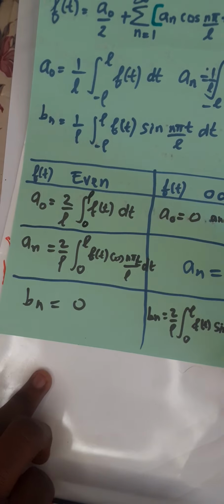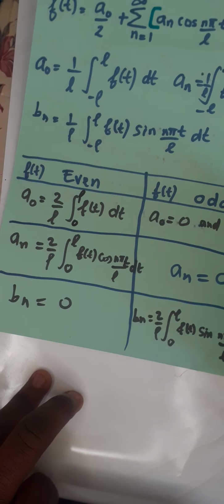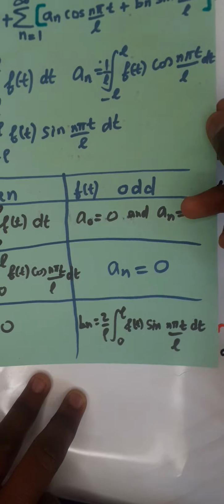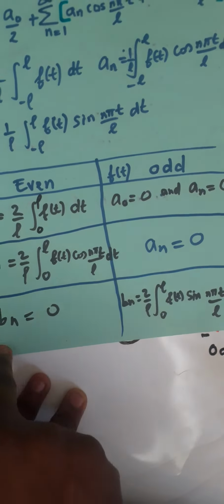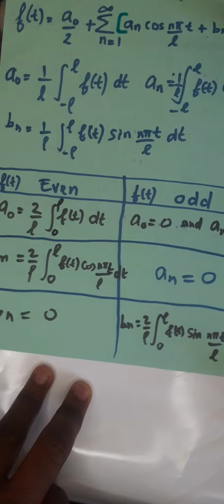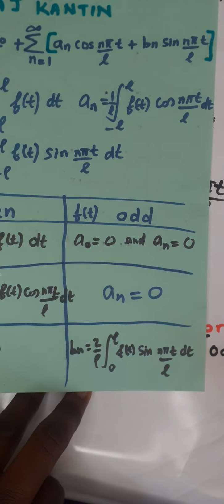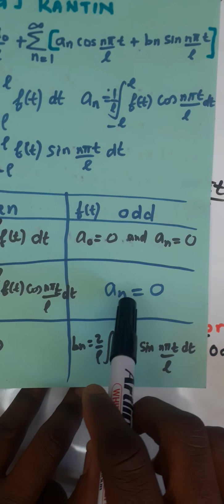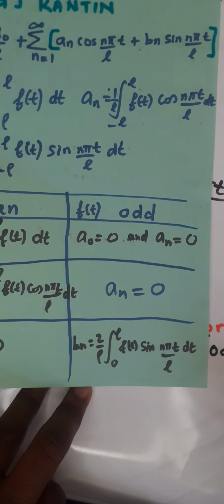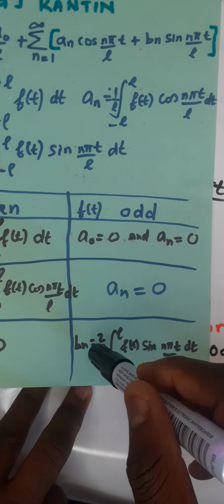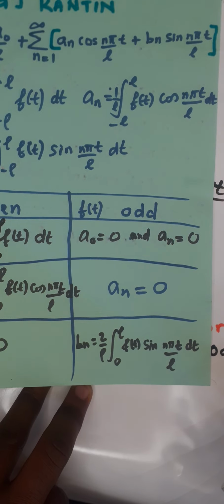All right, so now if it's an odd function, it's even less work. Because with an odd function, your a0 is already 0, you know it, and your an is 0, you know it. You see how easy things become, and then you have to find only bn, right?